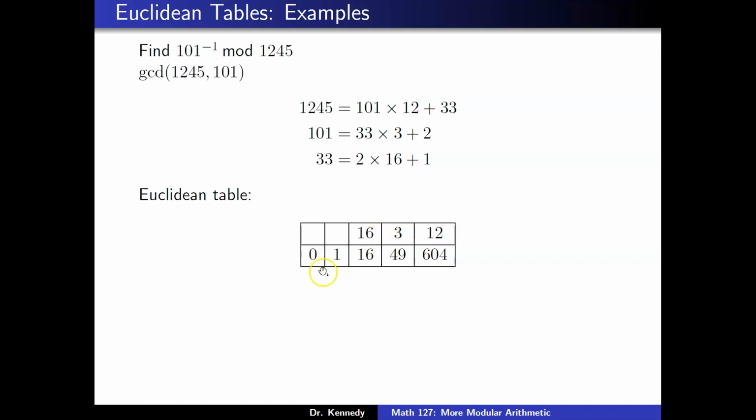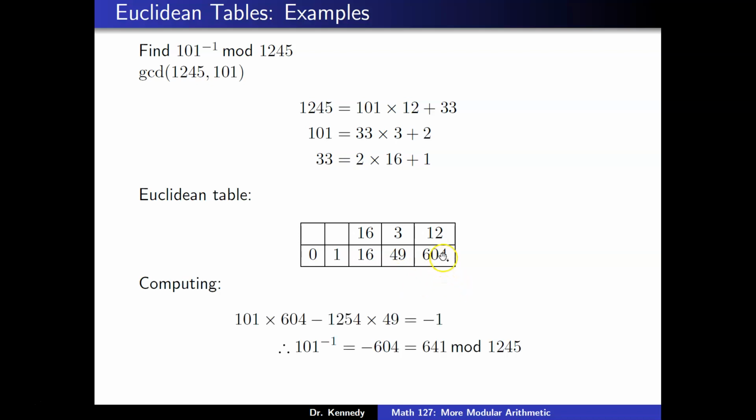So I take 16, multiply it by 1, add 0, that gives me 16. Then I repeat. 3 times 16 is 48, plus 1 is going to be 49. 12 times 49 plus 16 gives me 604. So the 2 values I'm interested in are 49 and 604.